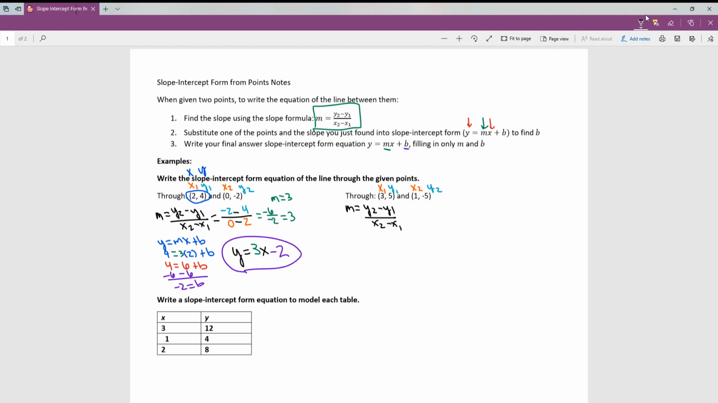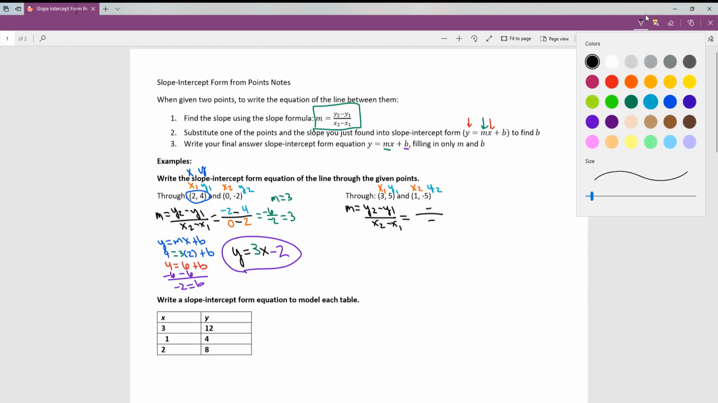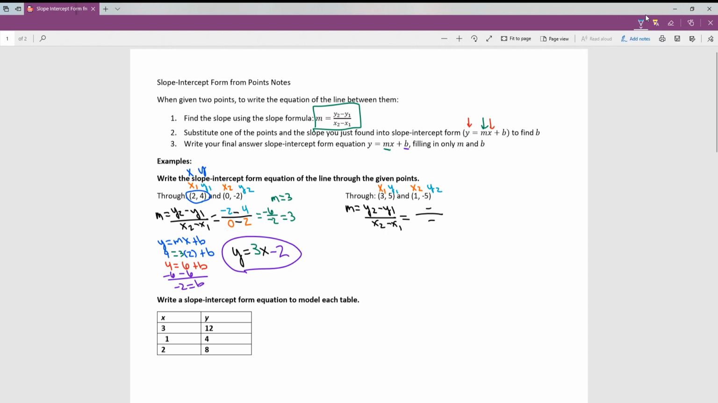I'm also going to kind of pre-fill in the next step. I know I'm going to be subtracting up top and in the bottom. Up top is y2 minus y1, so it's going to be negative 5 minus 5. Down in the denominator is x2 minus x1, so 1 minus 3.